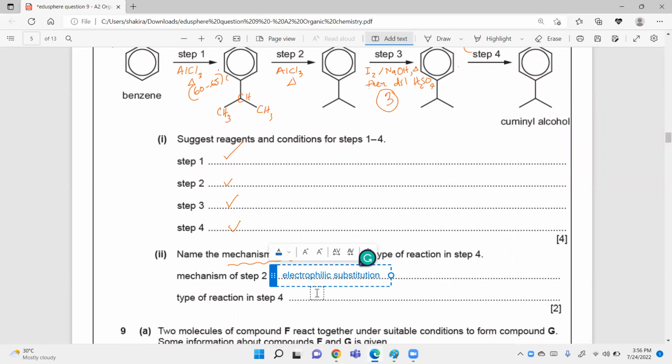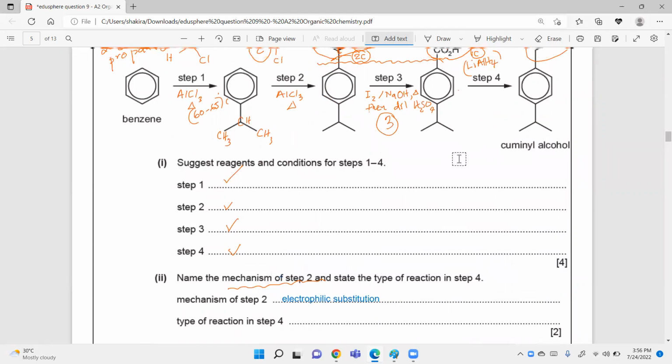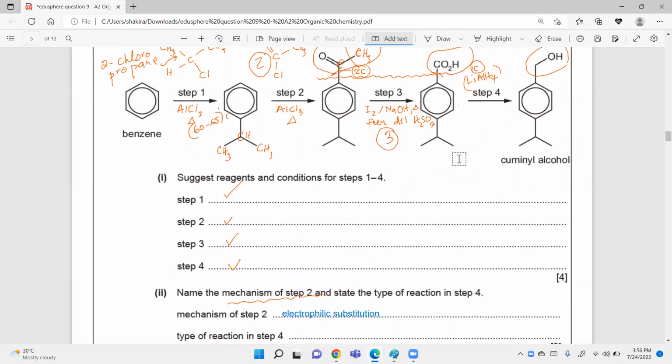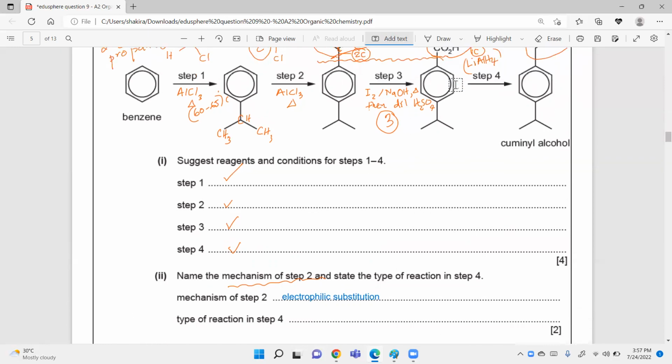And the type of reaction in step 4. What is the type of reaction in step 4? We are not talking about a mechanism here. In step 4, because we are using lithium aluminium hydride, this is definitely a reduction. Reduction means oxygen going out and hydrogen coming in. So in step 4, 2 oxygens change to 1 oxygen, and 2 hydrogens also come in. 2 hydrogens coming in, 1 oxygen goes out. This is a reduction reaction. So the type of reaction in step 4 is reduction.